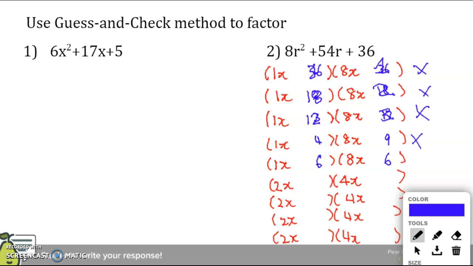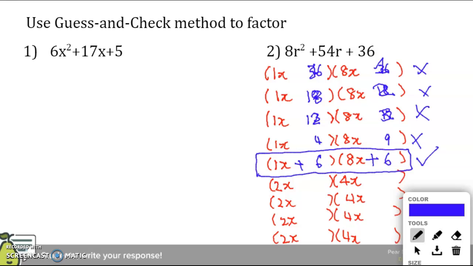What about 1 times 6 is 6, and 6 times 8 is 48. 48 plus 6 is 54. So this is the combination. Okay, so it's going to be x plus 6 and 8x plus 6. That's my combination. Of course, if this didn't work, then I would need to go to the 2x and 4x combination as well.